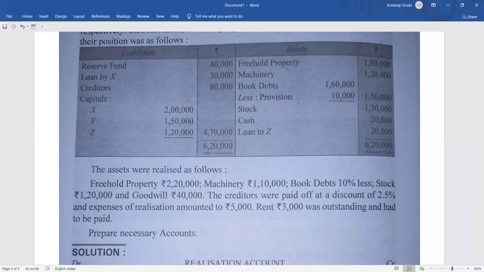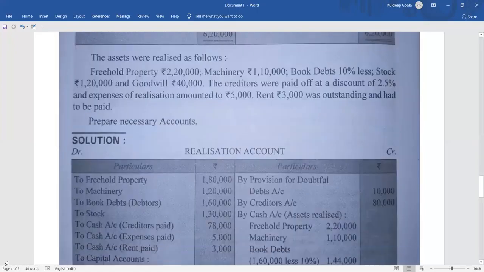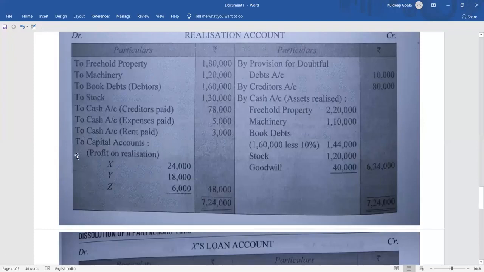How will it be done? It is assumed that it will be settled there. Okay, it is unrecorded, so it will be directly settled from the realization. The entry will be like this: realization account debit to cash account 3,000, the rent paid.